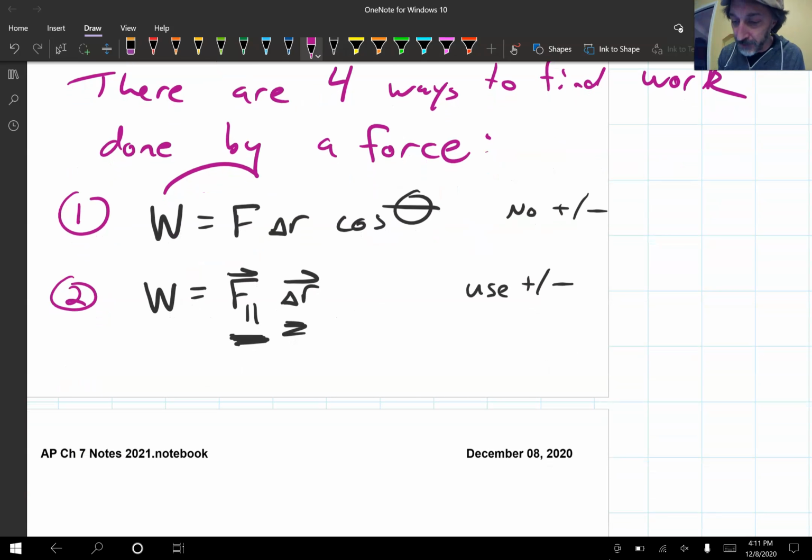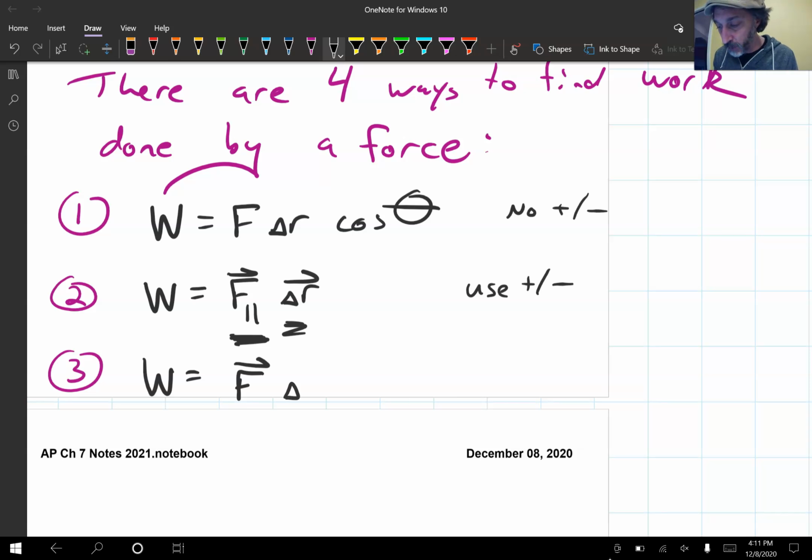All right, now the third option is, instead of splitting your force up into components, sometimes you want to split your displacement up into components. So work is whatever my force is times the component of my displacement which is parallel to the force. So you split the displacement vector up into components. Whichever component is parallel to the force, that's the one you want, and then you multiply. And again, you've got to use your positive and negative signs.